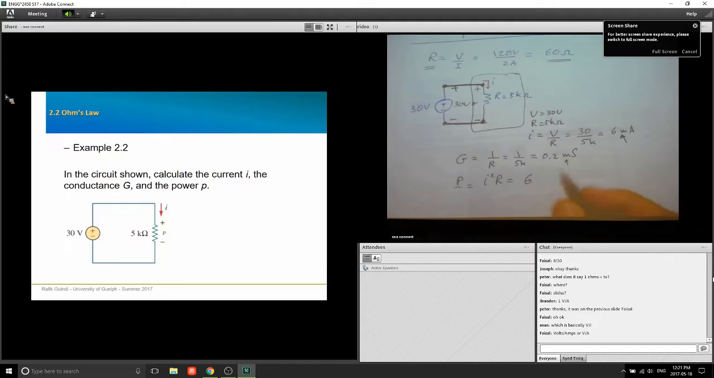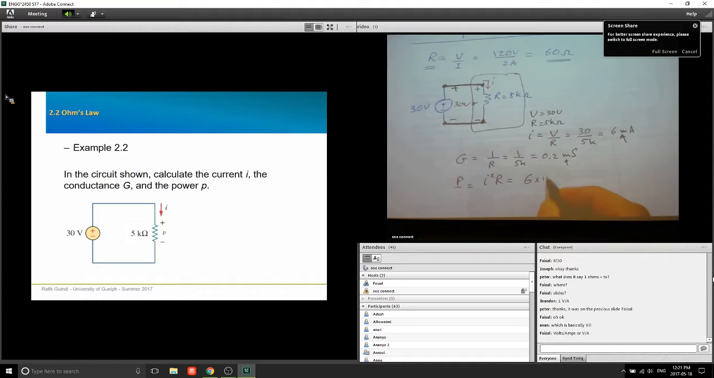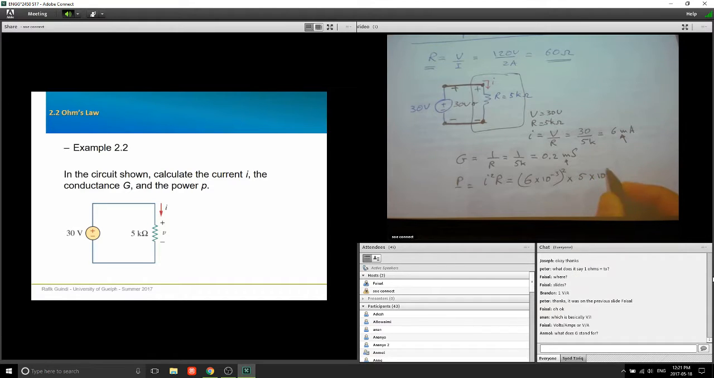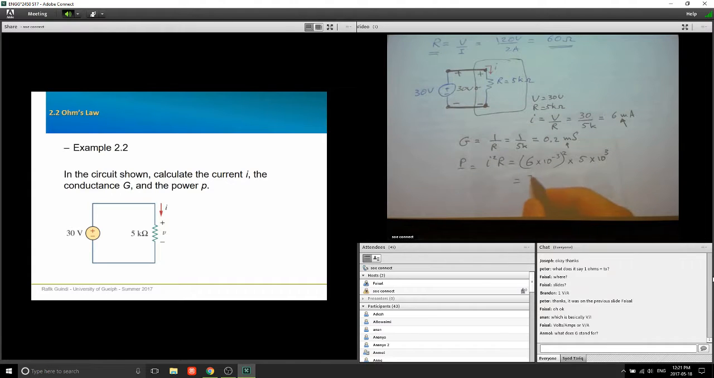Here, okay? Because it's 6 times 10 to the negative 3 squared times R. What's R? 5K. That's 5 times 10 to the positive 3. So what do you get? That's 36 times 5 times 10 to the negative 3. Okay? That's equal to 180 milliwatts.